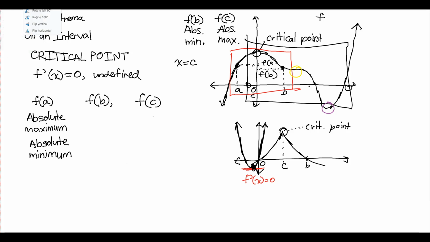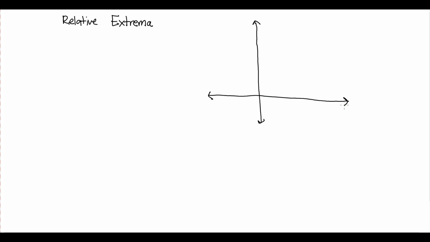Okay, so we're going to cover relative extrema. And this is on an unbounded interval, the full function we're going to be looking at. So when finding absolute minimums and maximums, you have to look at a closed interval, an actual range of numbers. But for something like this, you have to look at the whole function.